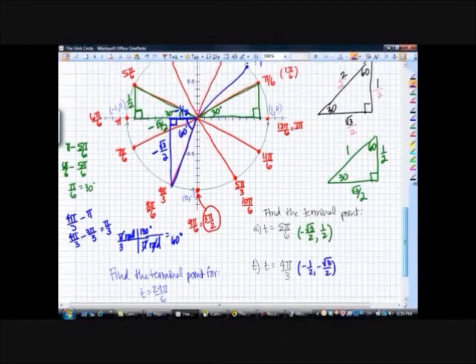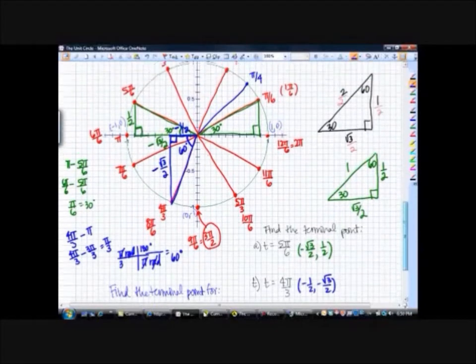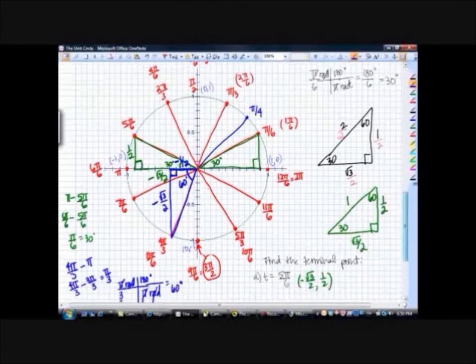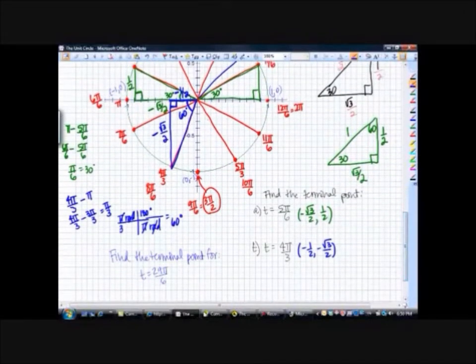Again, remember, the terminal point is while you're rotating around the unit circle, where are you landing? It doesn't matter how many times you rotate around the unit circle. You're worried about where you're landing. So hopefully you can see that 29 pi over 6 is more than one rotation around the unit circle. It's far greater than 2 pi. So a lot of times you kind of have a hard time visualizing where 29 pi over 6 lands.